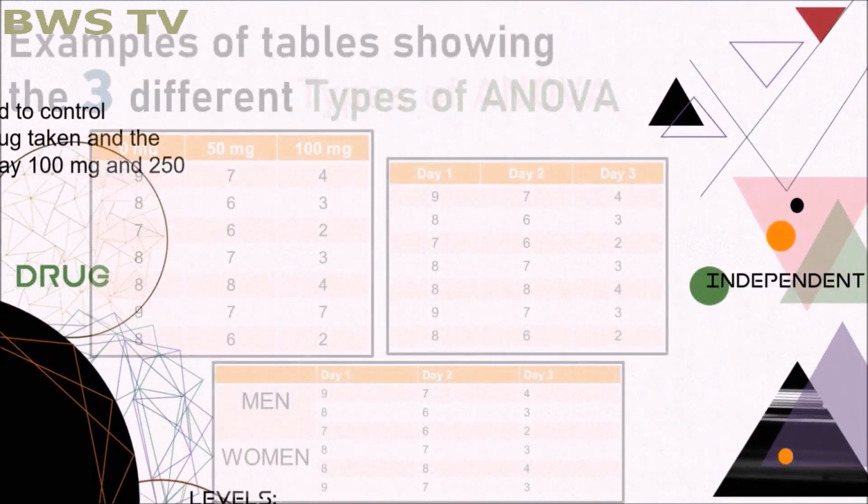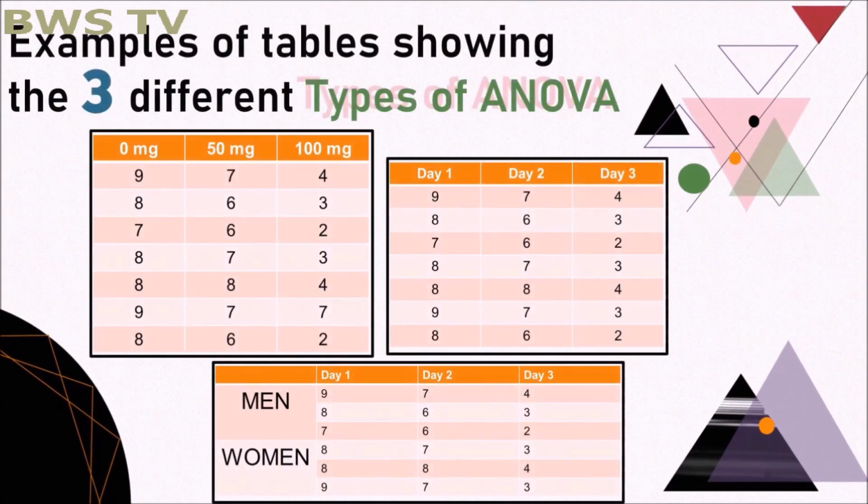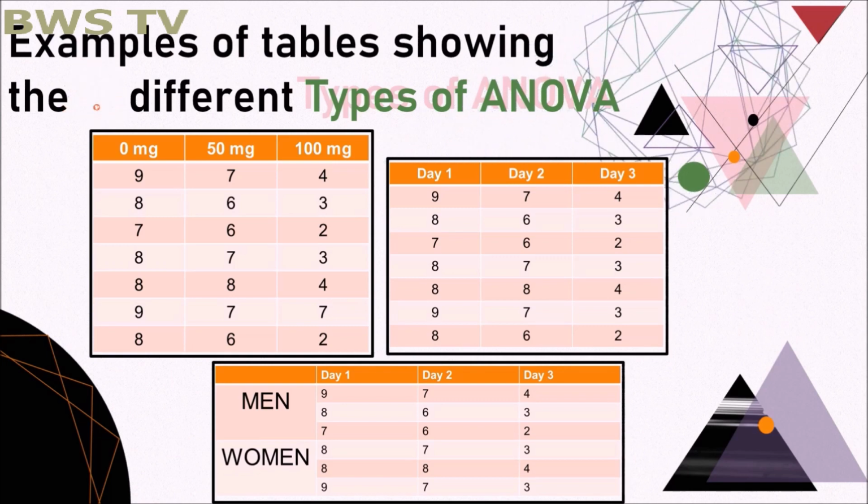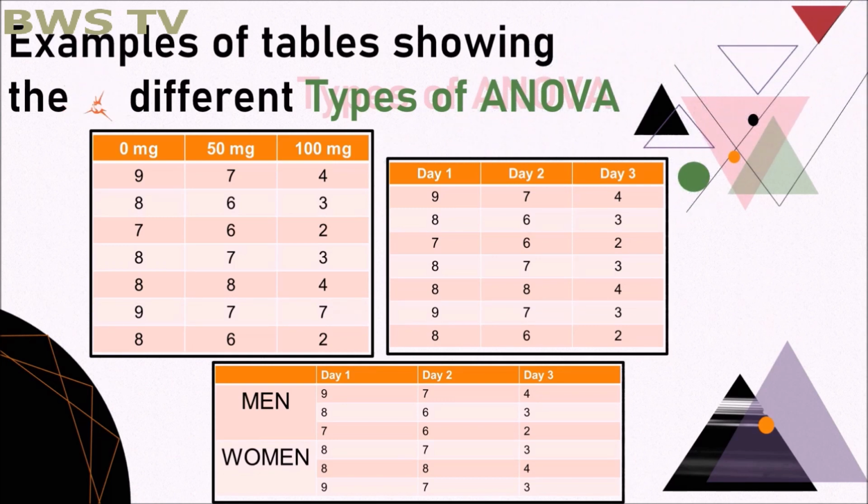Here are examples of tables showing 3 different types of ANOVA. The upper left shows one-way ANOVA, the one on the upper right shows repeated measures ANOVA, and the one below obviously shows factorial ANOVA, since it has 2 variables. One is gender, men and women, and one is day 1, day 2, and day 3. So that's 2 factors. One has 2 levels and one has 3 levels.